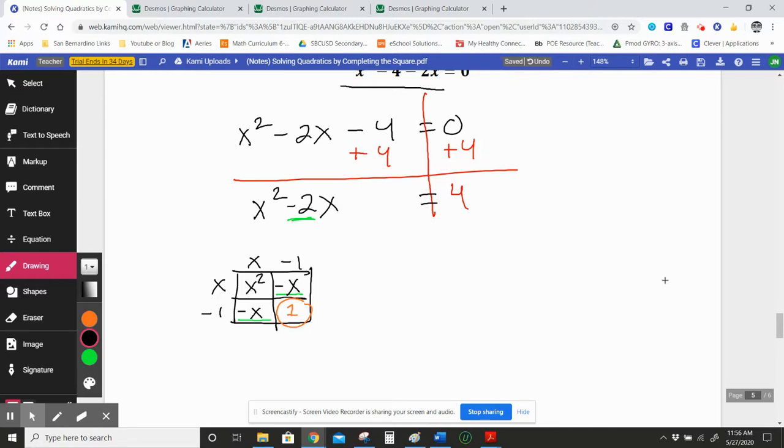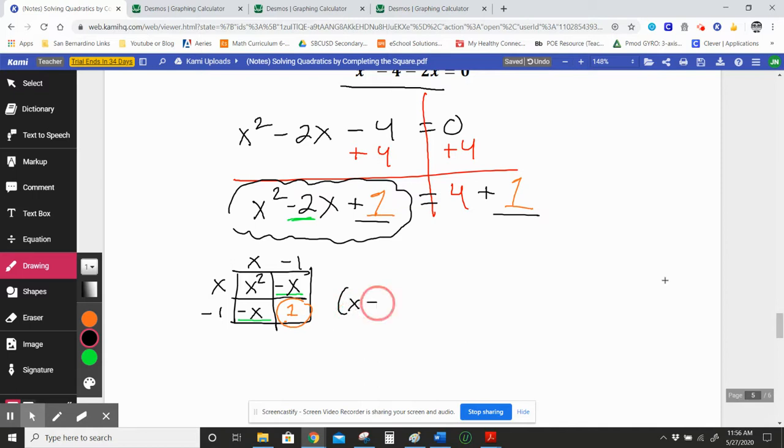So all I need to do to make this into a perfect square is add something here, which I figured out was this positive 1. So I'm going to add positive 1 to this side, but I cannot do it without adding it to the other side as well. Whatever you do to one side of the equation, you have to do to the other side. Once I do that, this became my perfect square, which I already factored as x minus 1 all squared, and I set that equal to the right-hand side, which happens to be 5.